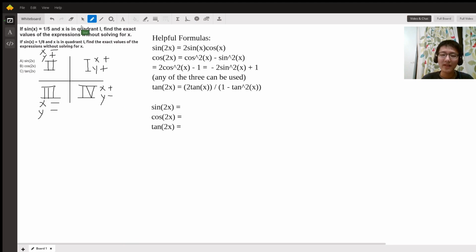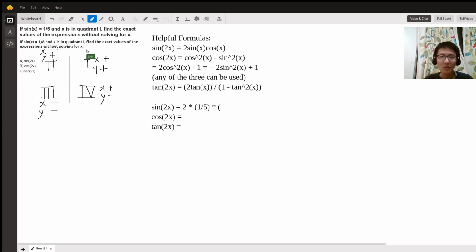All right, in order to figure this out, let's try the first one. Sine of 2x. Given that we know that sine of x is equal to 1/5, this is simple. All we have to do is 2 times sine of x, which is 1/5. But we don't know what cosine x is right now, because the problem hasn't explicitly given it to us.